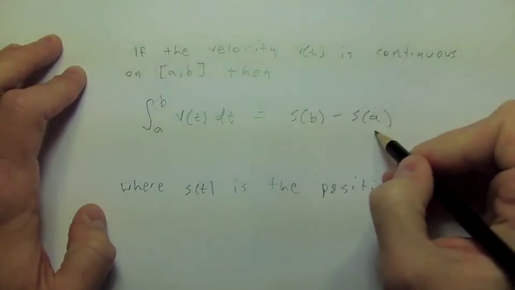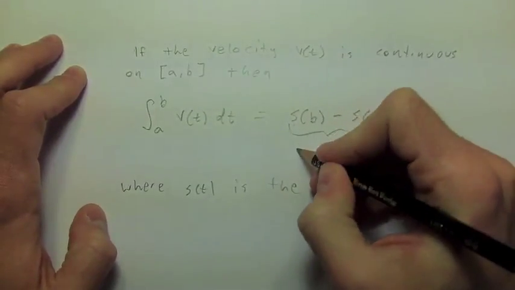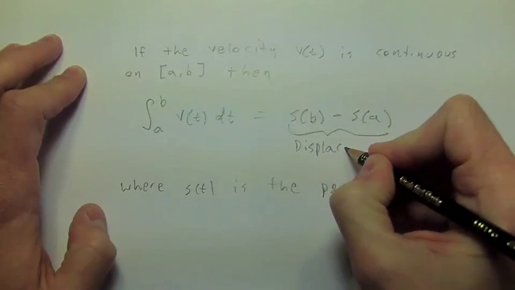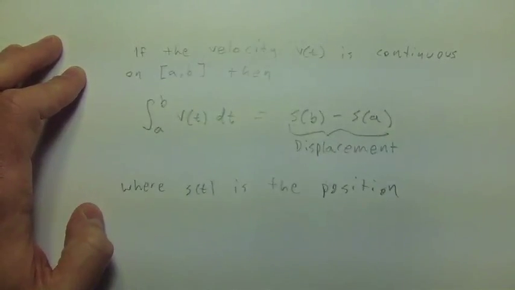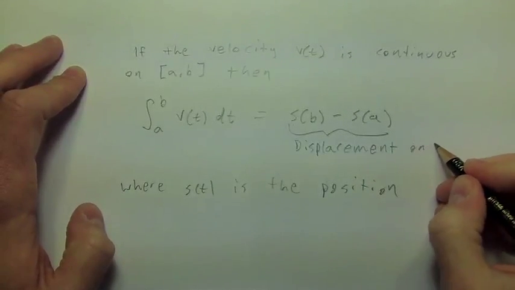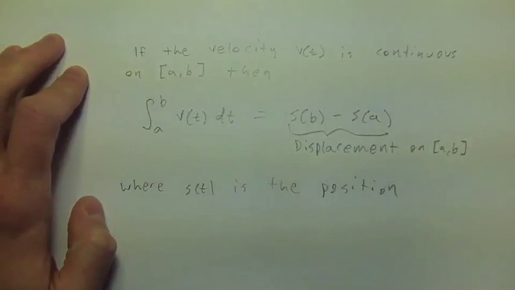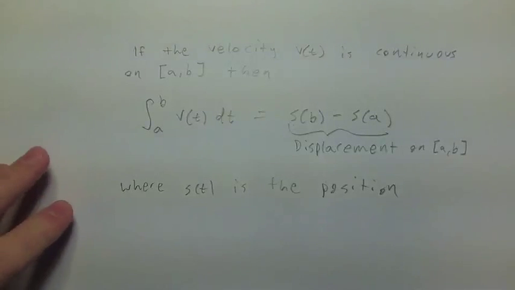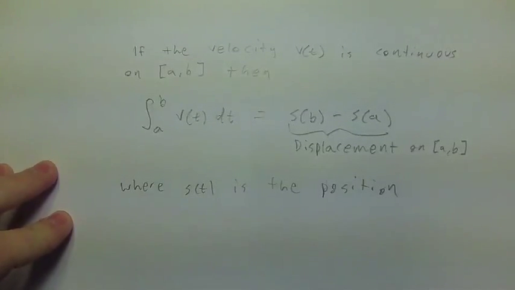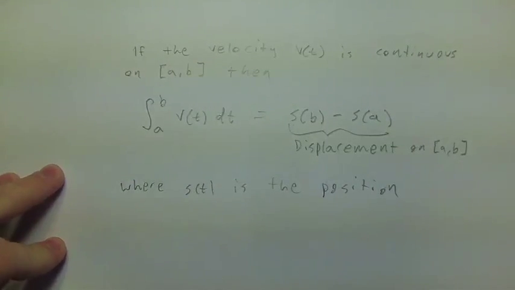And this, s of b minus s of a, is just the displacement. This is actually the definition of displacement from a to b. Displacement is just s of b minus s of a. All right, simple as that. Okay, so let's take a look at an example dealing with this, and actually we'll look at a couple examples.